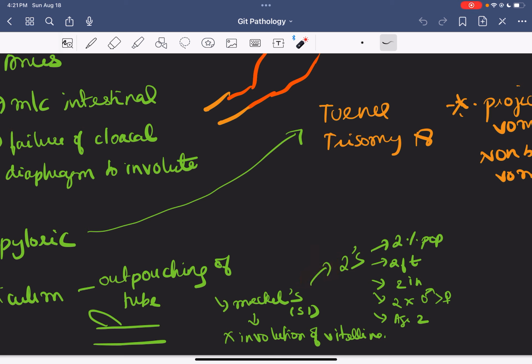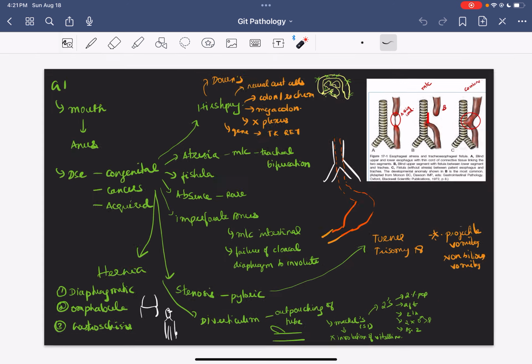There's a rule of twos for Meckel's diverticulum. It affects 2% of the population. It is usually 2 feet from the start of the small intestine. It is usually 2 inches in size, and it's 2 times more common in men than women, and usually the symptoms start occurring around age 2.